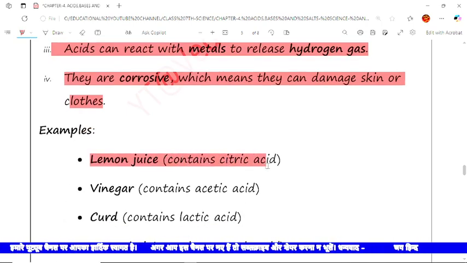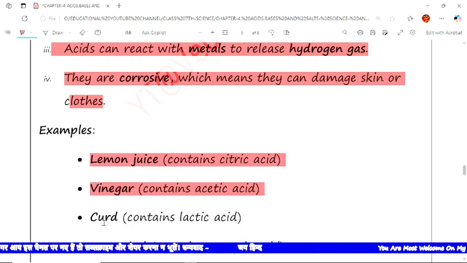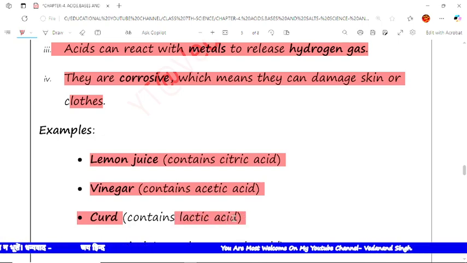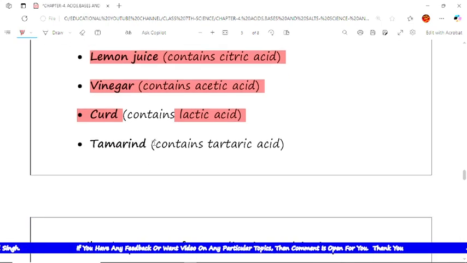Lemon juice contains citric acid, always remember it. Vinegar contains acetic acid, and curd contains lactic acid. Sometimes such a question is asked in the exam: generally, what type of acid does curd contain? That's lactic acid, and vinegar has acetic acid, and lemon juice has citric acid. And tamarind contains tartaric acid.